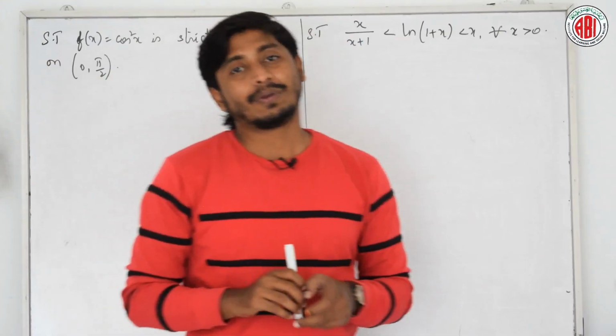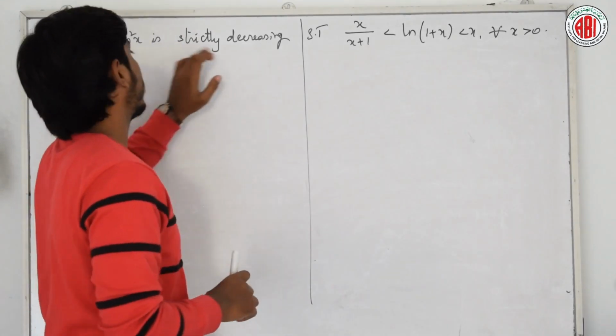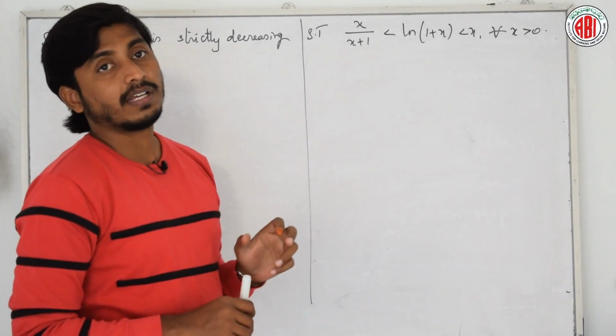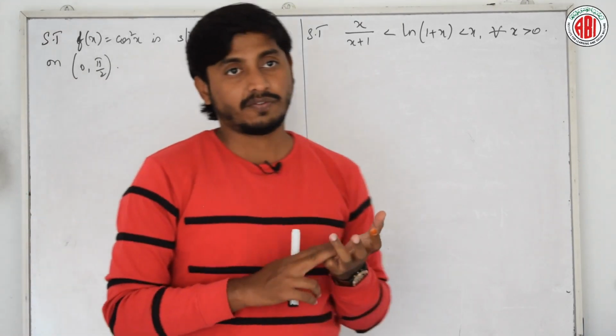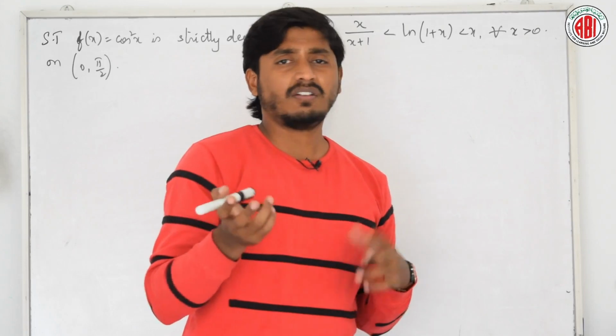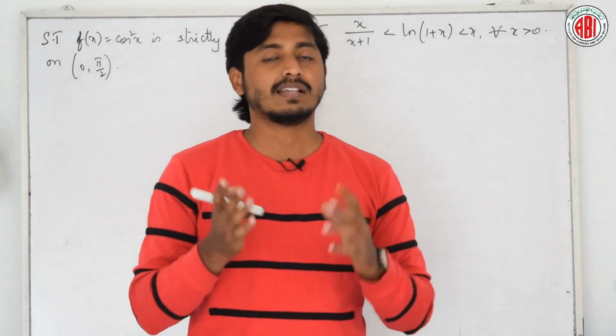Let's do. Look at the question here. He is telling that show that f of x is equal to cos square x is strictly decreasing on 0 comma pi by 2. How do we check? First, we have to find f dash of x and substitute any one of the value. If it is greater than 0, obviously it is increasing. If it is less than 0, obviously it is decreasing.